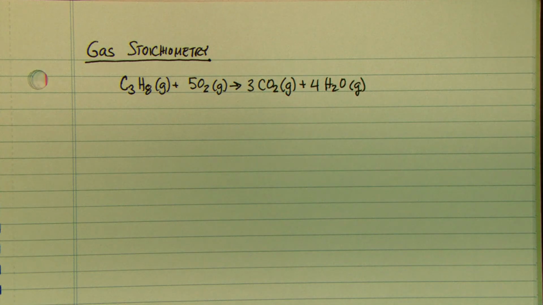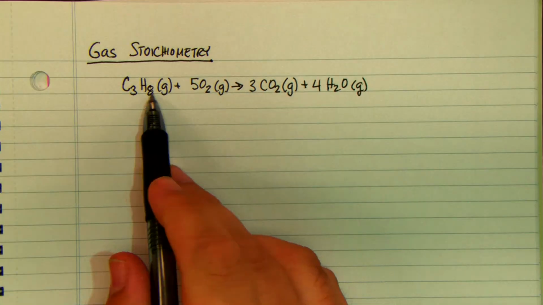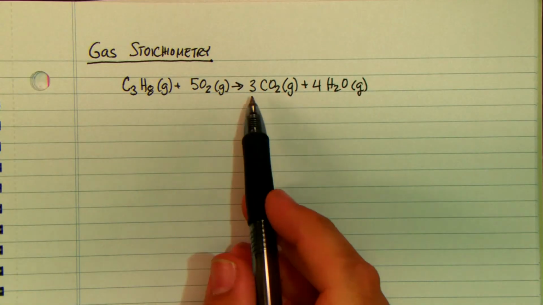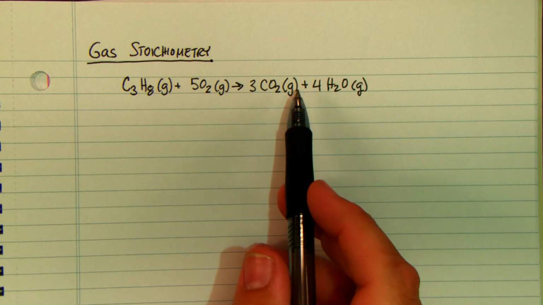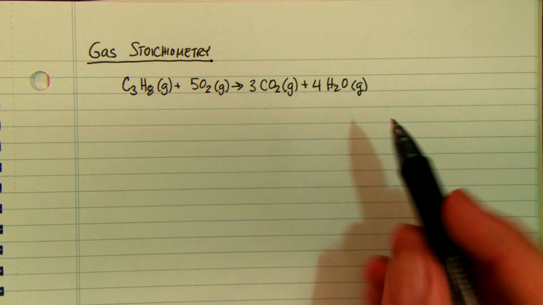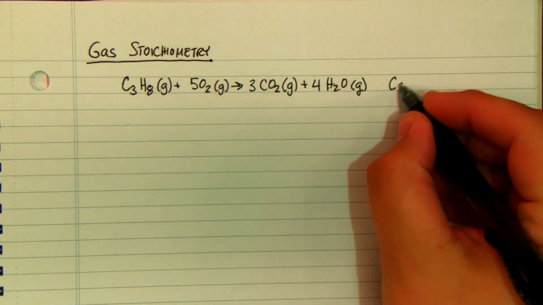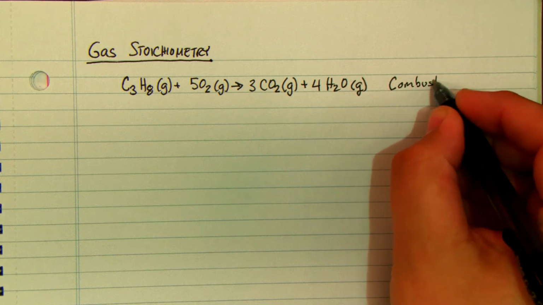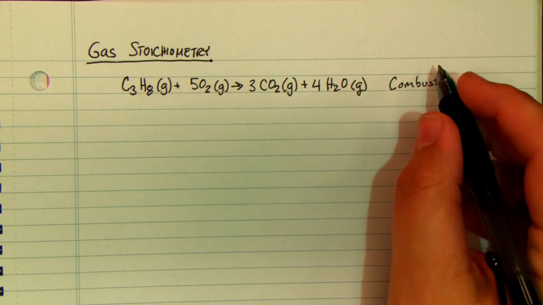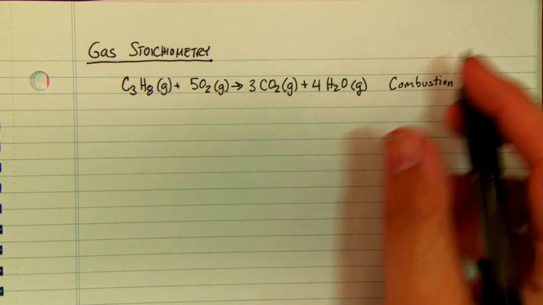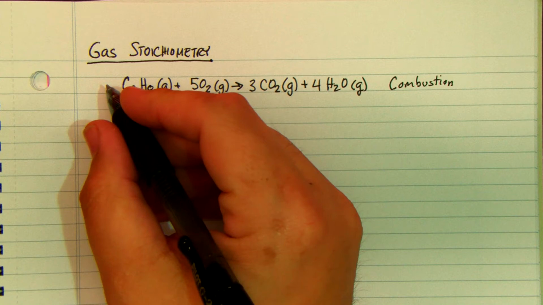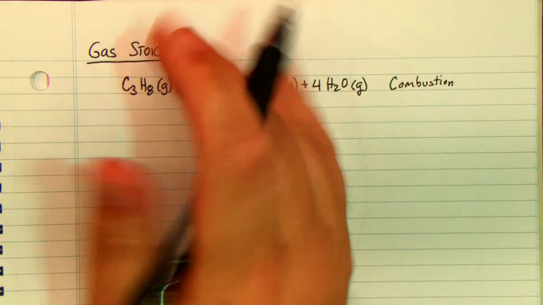Now my question to you first off is, what type of reaction is this? What type of reaction do you need oxygen for, and you get carbon dioxide and water? It starts with a C. Combustion. Shh. Gentlemen. All right, so this is the equation. I'm going to show you a couple different ways to do this one.